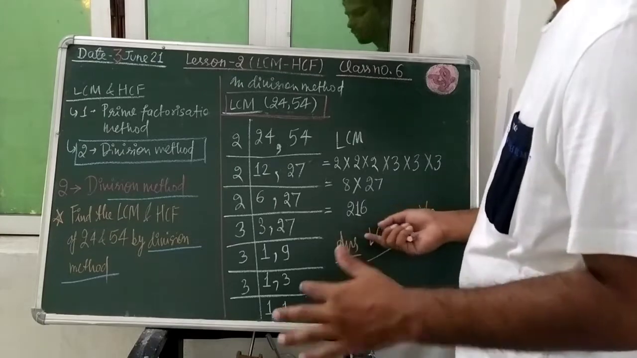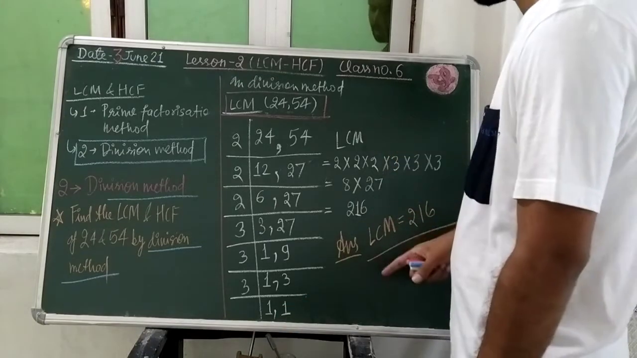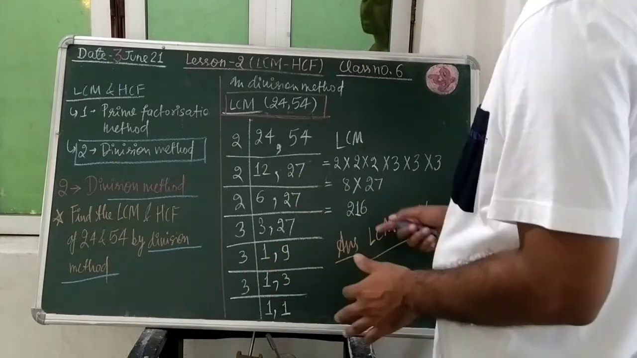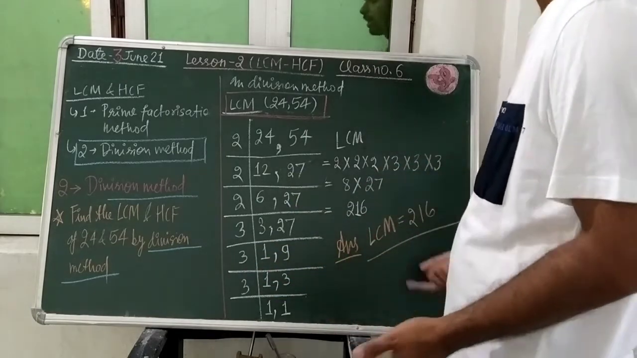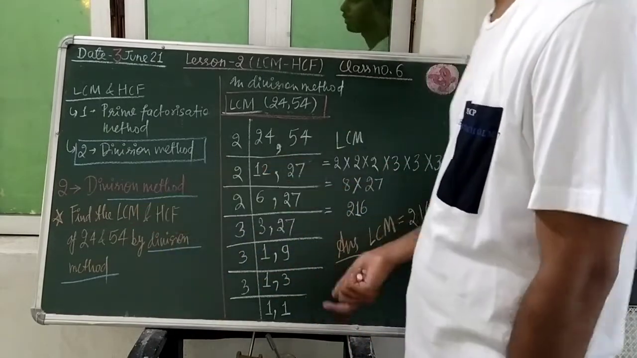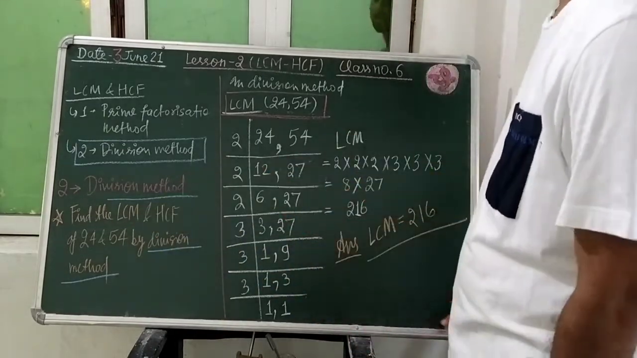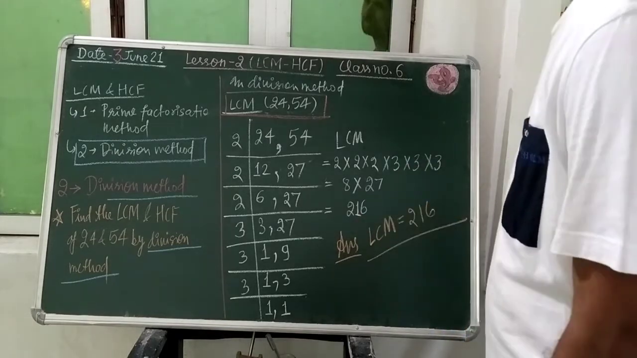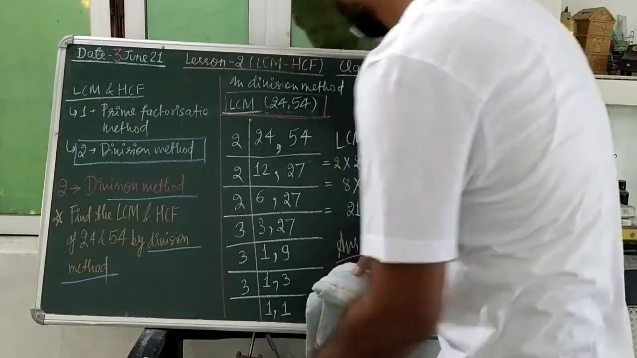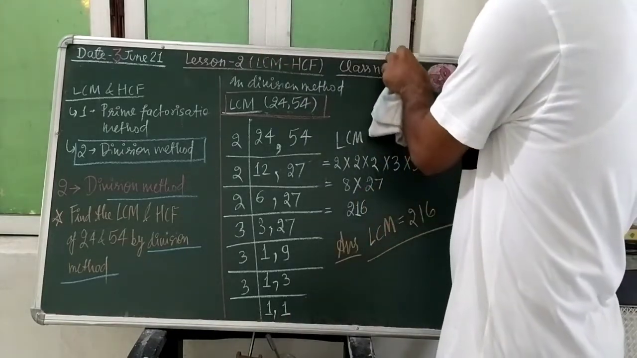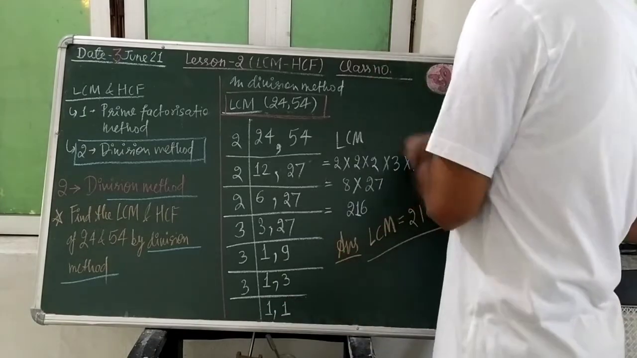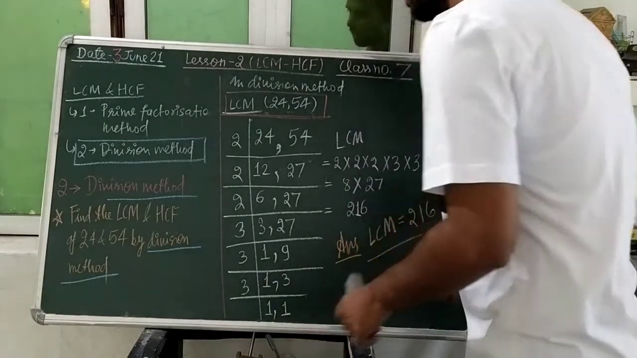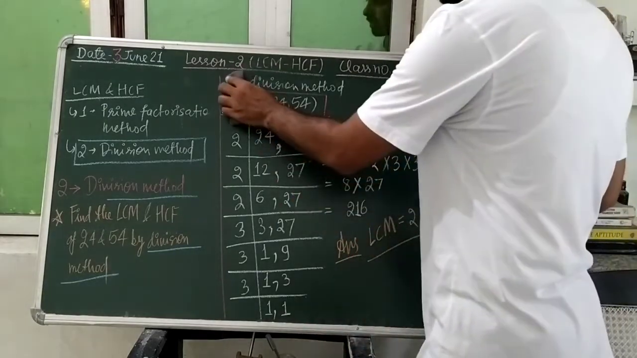So we had seen that the LCM came out to be 216 by the prime factorization method as well as the division method, as we are considering the same problem, same numbers 24 and 54. So it was a quick recapitulation of the previous things, students, the recapitulation of class number 6, and we are starting today the 7th class of lesson number 2, LCM and SCF.